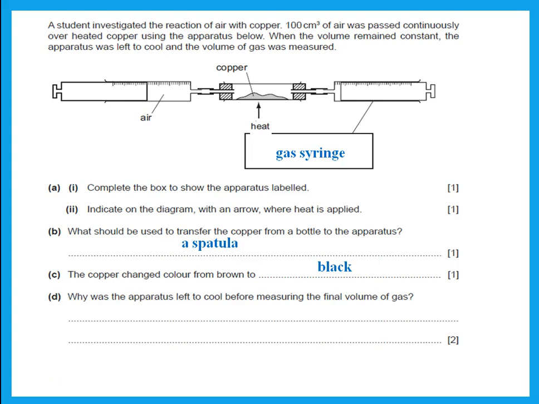He says when the volume remained constant. Okay. Apparatus was left to cool and the volume of gas was measured. Of course, we need to leave it to cool because gases expand on heating. So we need to leave it to return back to the original room temperature so that we can compare it correctly.